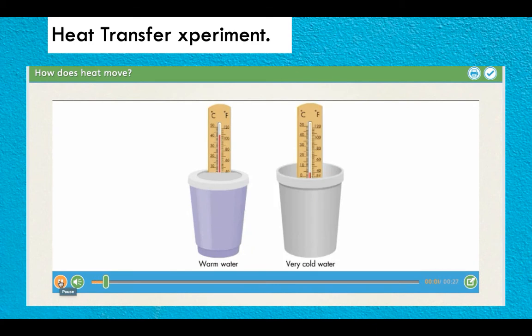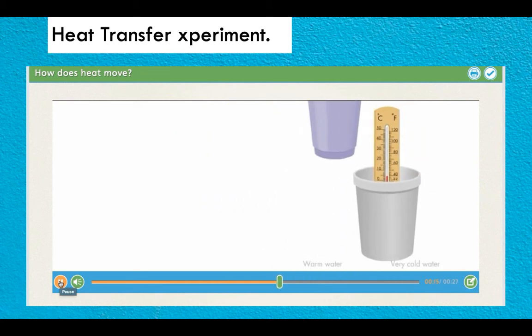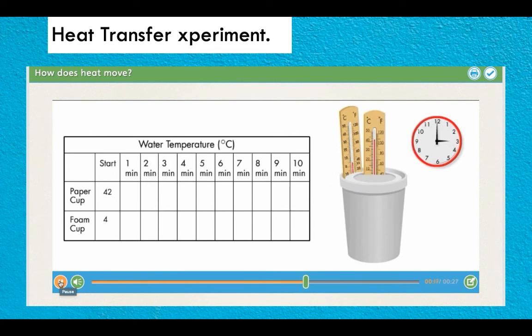You will explore how the temperature of the water changes in one cup of warm water and in another cup of very cold water. Look at the two cups and note what the starting temperature of each is. For the next 10 minutes, observe the temperature in each cup as each minute passes.